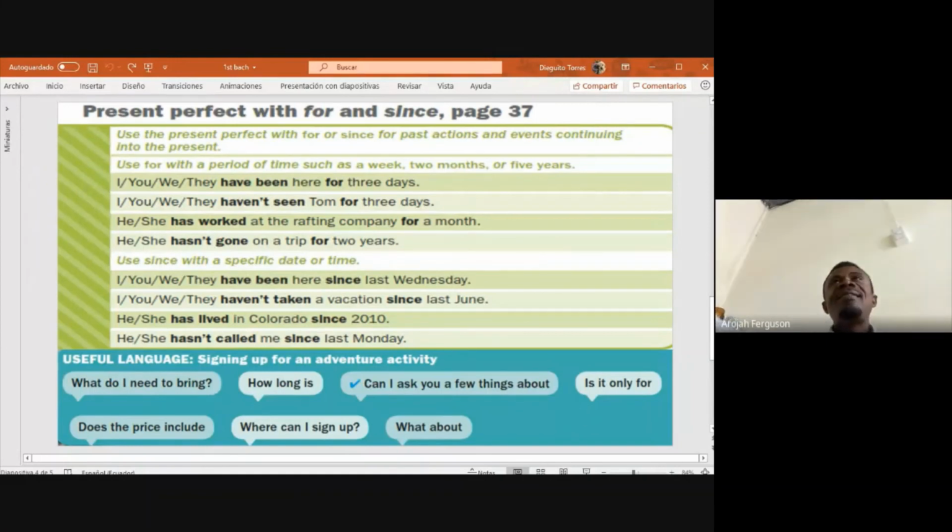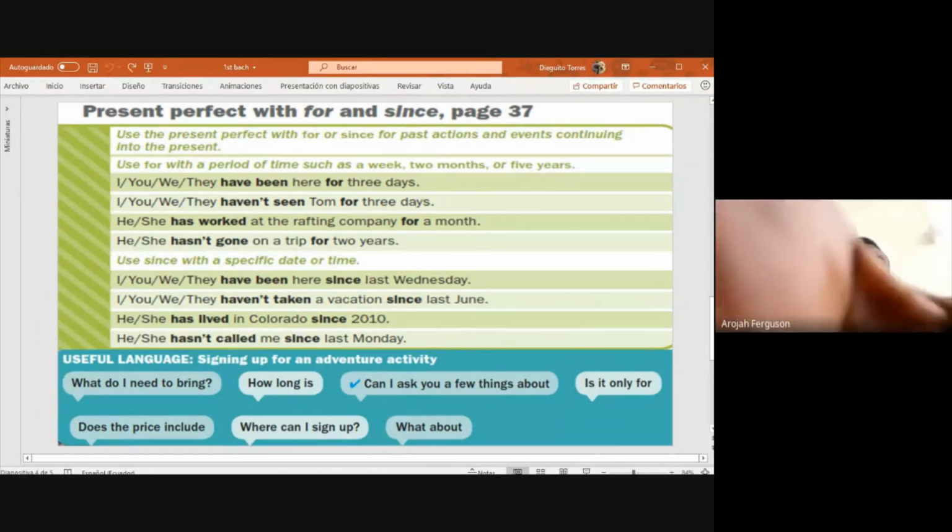Then there's a limitation. So how many people can go on a camp or on a trip? It is only for 10 people. It is only for 20 people. Or it is only for women. It is only for young girls, or it is only for students, not teachers, or it is only for parents and not children.